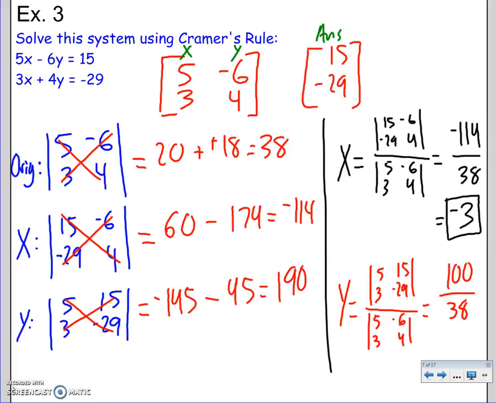I added on accident. So this is actually negative 190 on top, divided by 38 on bottom. You put that in your calculator, negative 190 divided by 38, you get negative 5. So my x is negative 3, my y is negative 5.